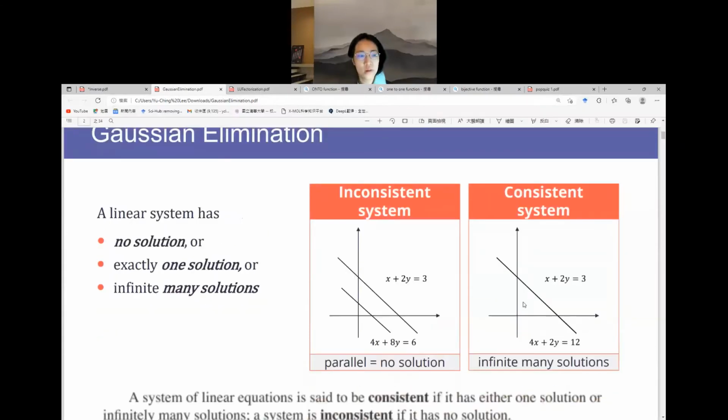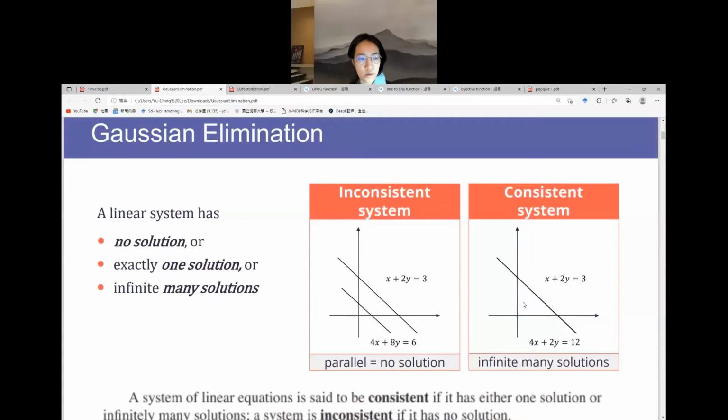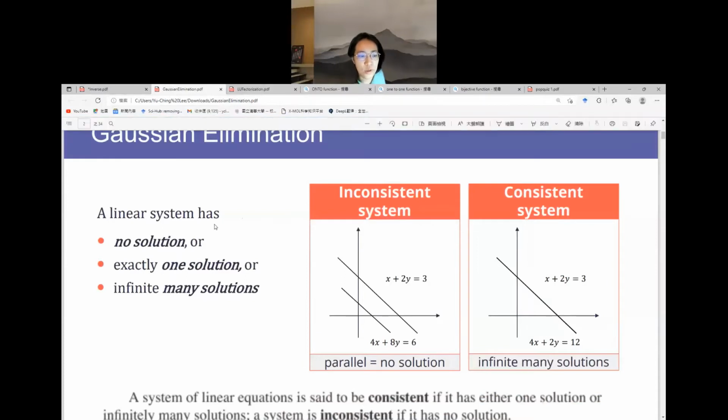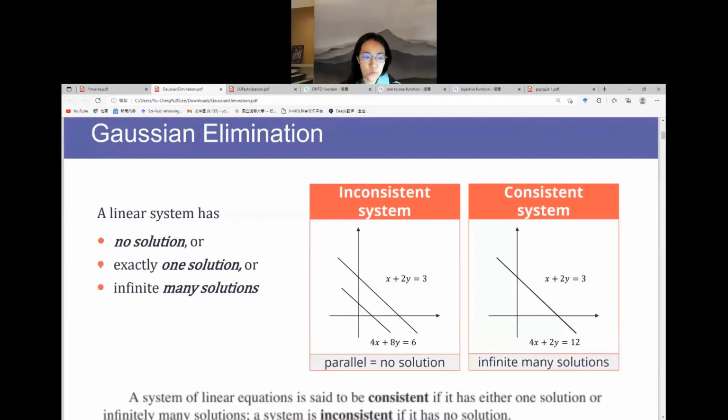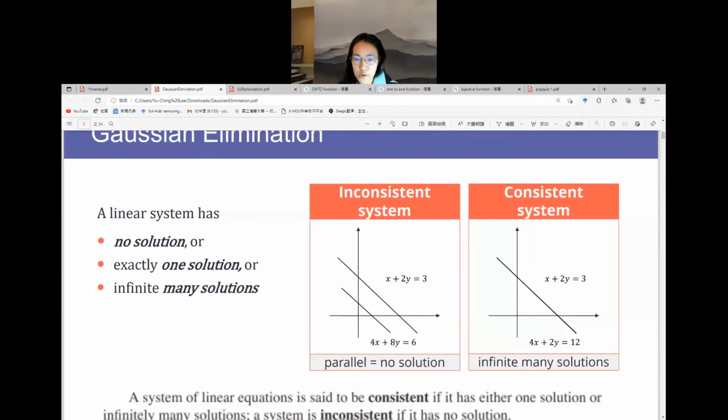A linear system has three statuses: there are no solutions, or there is exactly one solution, or there are infinitely many solutions. And in some of the questions, you may see the term inconsistent system and consistent system.